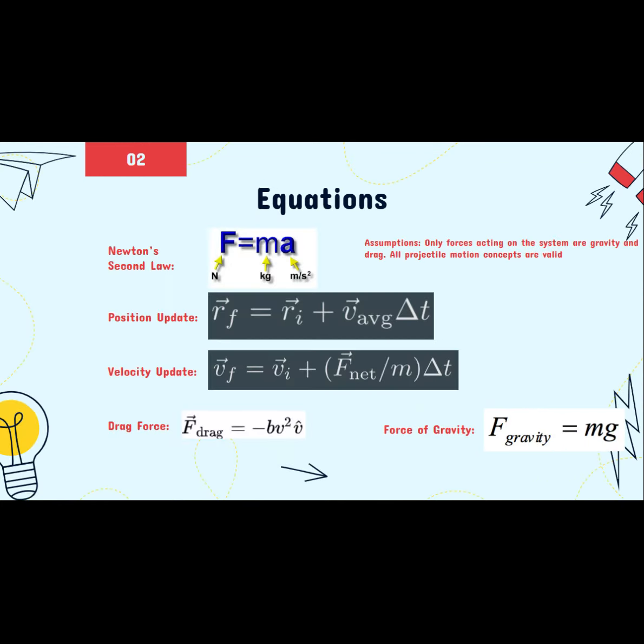For this lab, we made a few assumptions. The only forces acting on the paper ball are gravity and drag, and all standard projectile motion concepts apply. Newton's second law tells us that the net force on an object equals its mass times acceleration, which we can use to calculate motion. The position update shows us the position at each step. The velocity update shows us the velocity at each step by taking into account the net force. The drag force is proportional to the square of the velocity and always points opposite to the direction of the motion. The force of gravity is the mass of the object times the acceleration due to gravity acting downward.